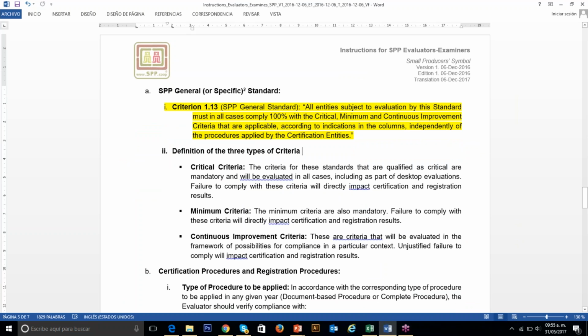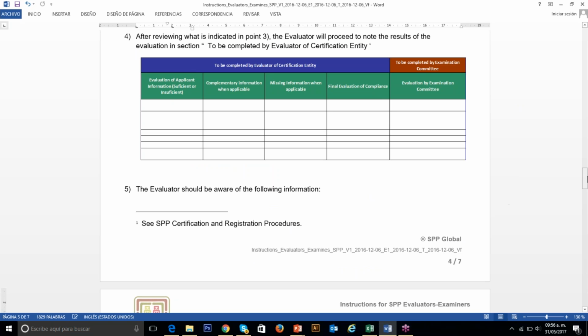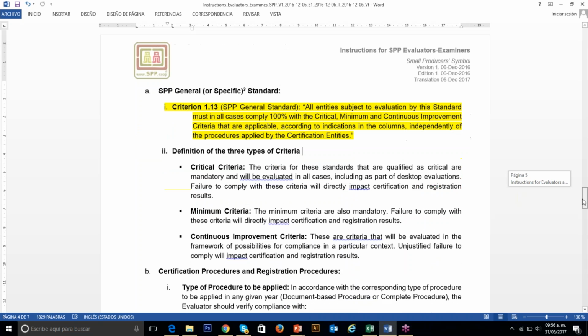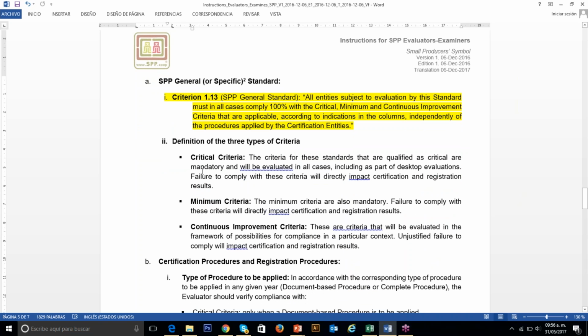This document is instructions for SPP evaluators and examiners. It's a new document. In the past, we didn't have instructions for evaluators. We are going to send and notify you with all of the other changes in the SPP system. But in this part of the document, it says the evaluator should be aware of the following information: definitions of the three types of criteria.